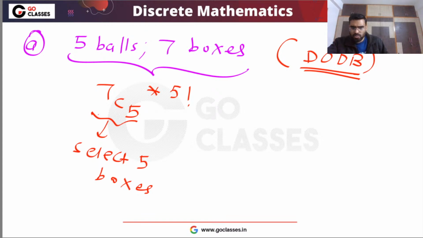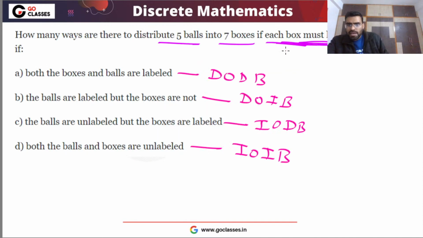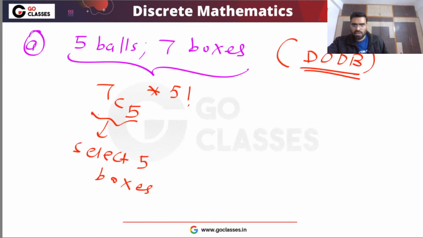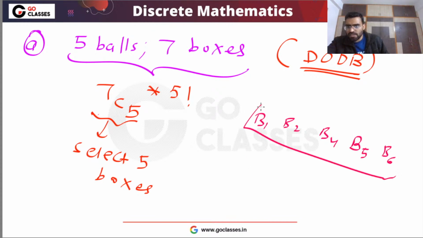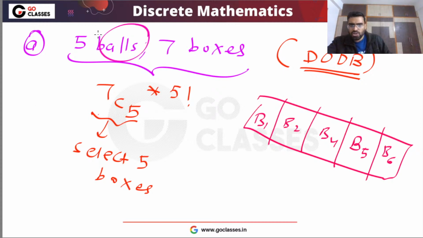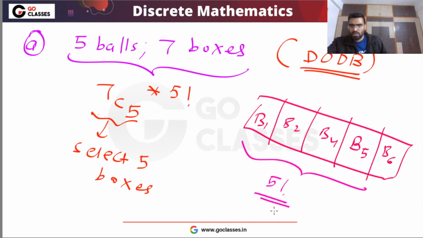Okay, so like this you can do. This point is very important: each box must have at most one. Whatever box you select, in that box you can only give one ball. For example, if you select boxes B1, B2, B4, B5, B6, to each of these boxes you can only give one ball. So now you can do the 5 factorial, because this is DODB.